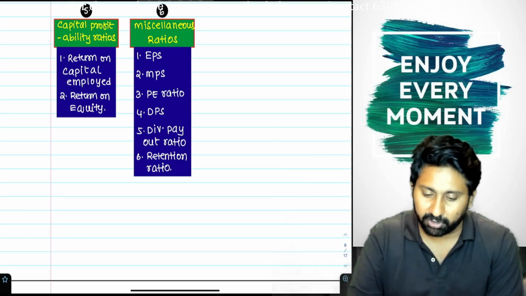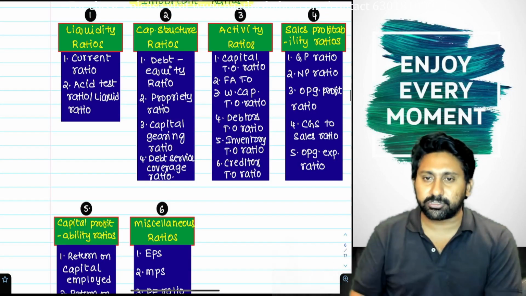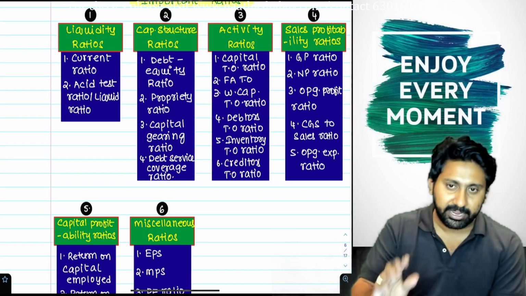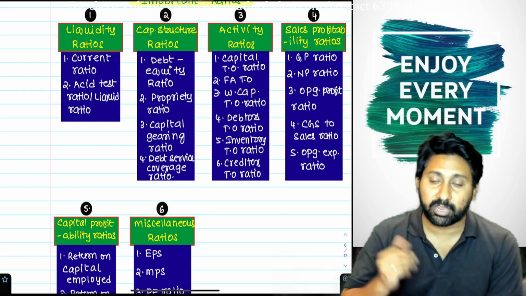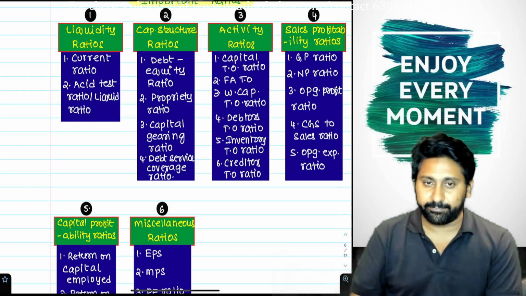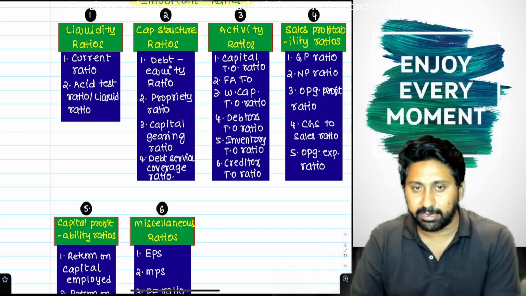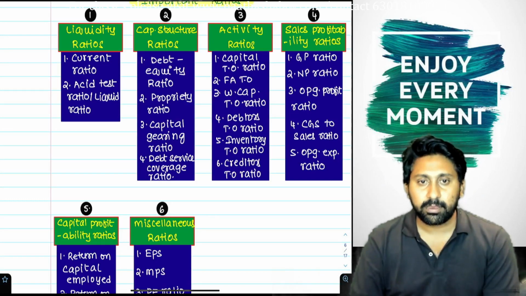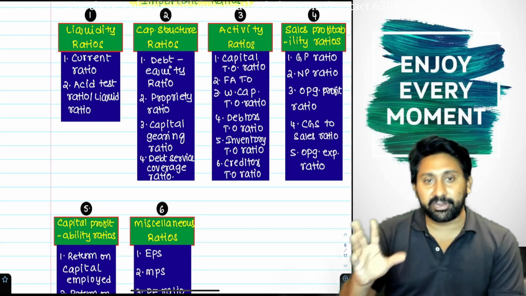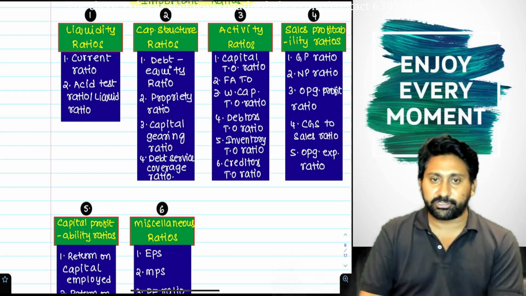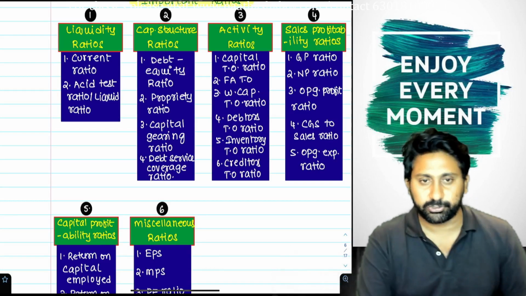This is the answer of liquidity ratios, the current ratio. Ideal current ratio, generally, you need not follow strictly. The general ideal current ratio is 2 is to 1. That means current assets should be 2 times your current liabilities. Next, the acid test ratio, also called the liquid ratio. What is the acid test ratio?